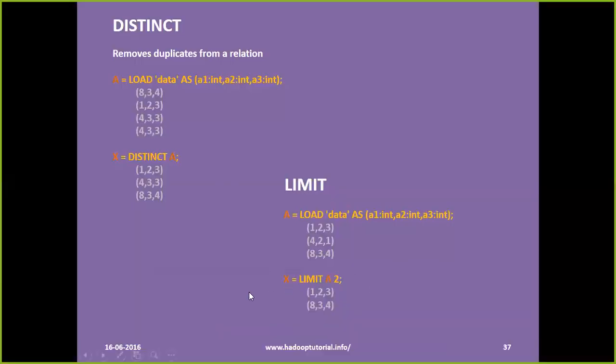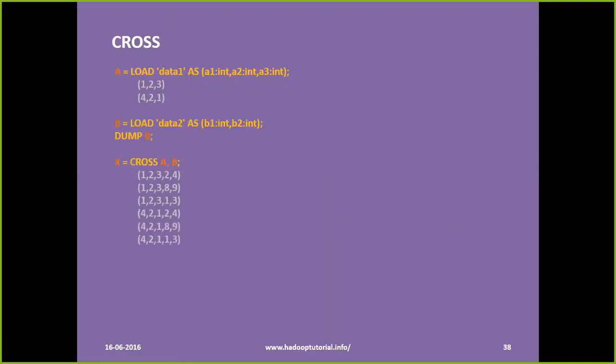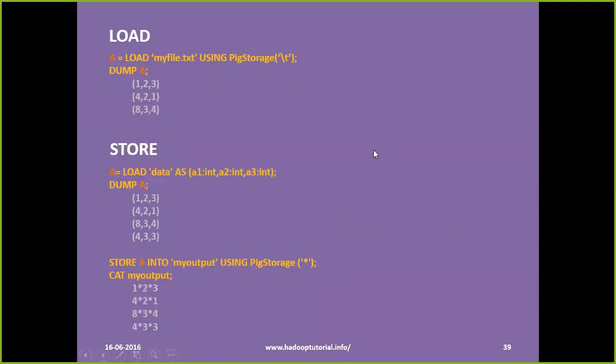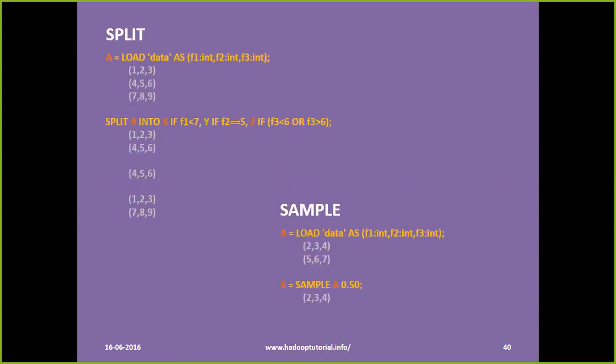Luckily we didn't see the records getting shuffled there, since it was just one reducer. So it can happen this way also. Cross product we have seen. Load and store, we have seen the examples there. If you have a relation, a bag with 3 columns, and on any condition you want to split that into multiple relations, yes, you can do that.